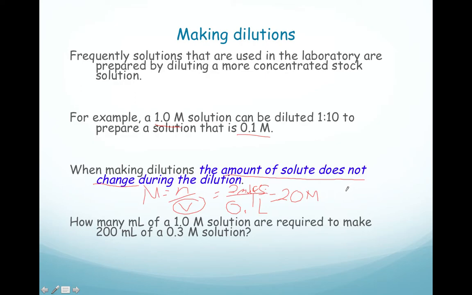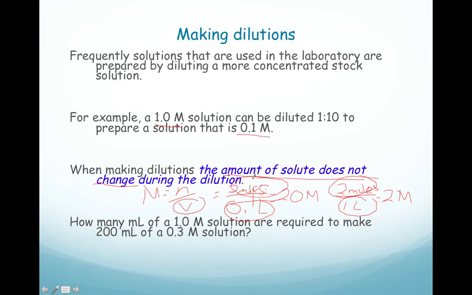Let's make it 1 liter. So now if I have 2 moles, I divide it by 1 liter. My concentration is now only 2 molar. And you'll notice the thing that we changed was the volume. We changed my liters. The thing that stayed the same in both cases was my moles, my amount of substance.